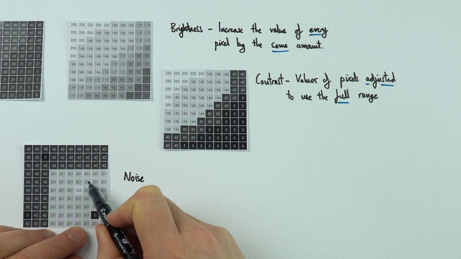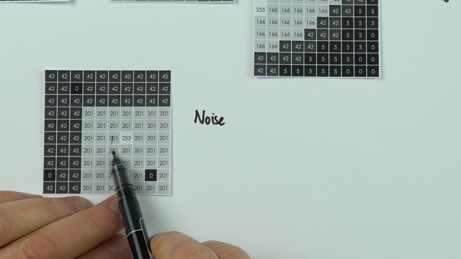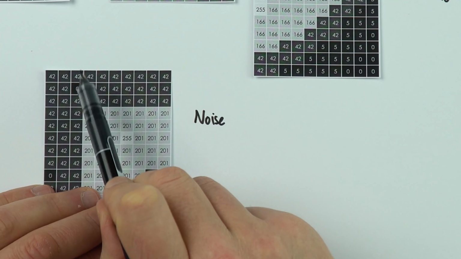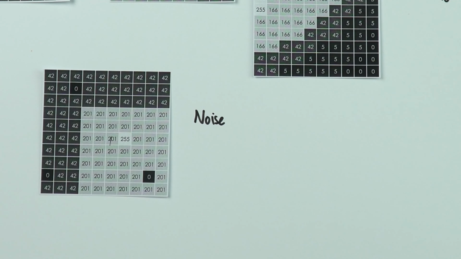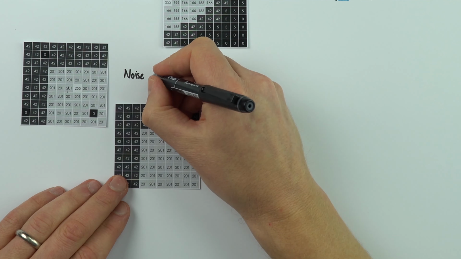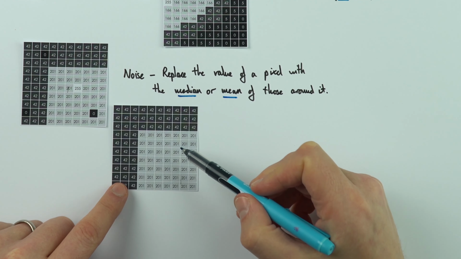So it might be the mean or it might be the median. So this one here that was 255, we can replace with one equal to 201. This one which was 0, we can replace with something which is equal to 42. And we might then clean up the image and get something like this. So this means that we can reduce the noise in the image.